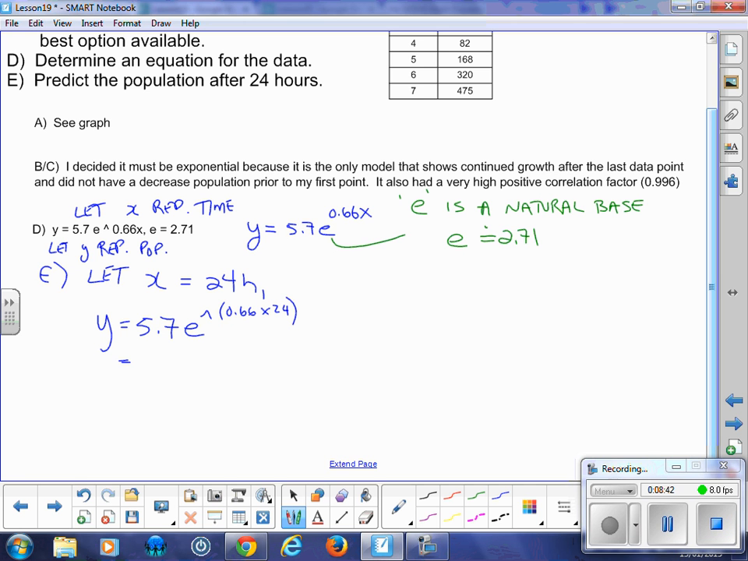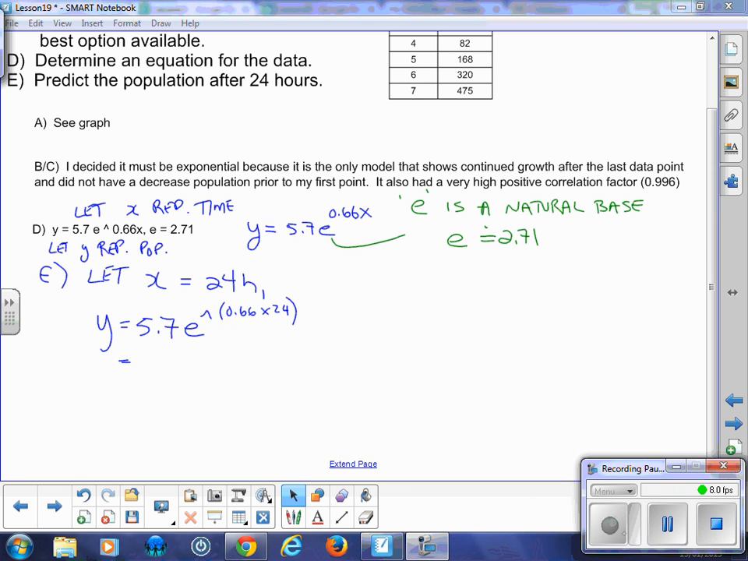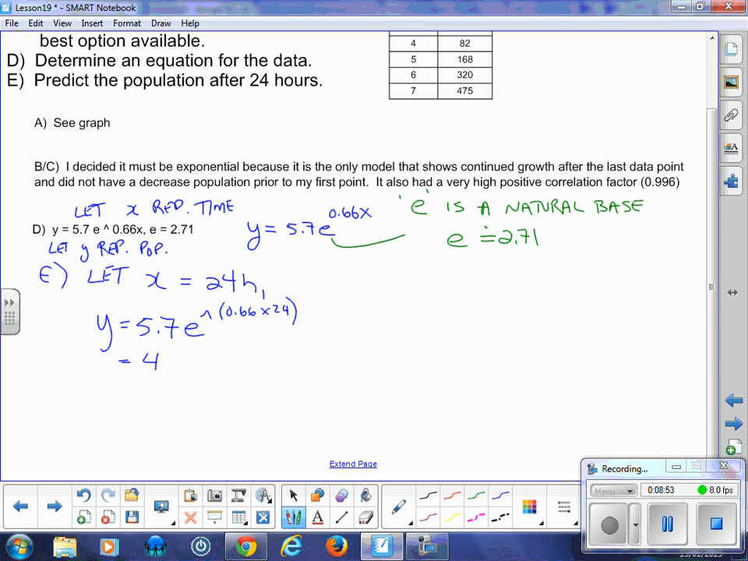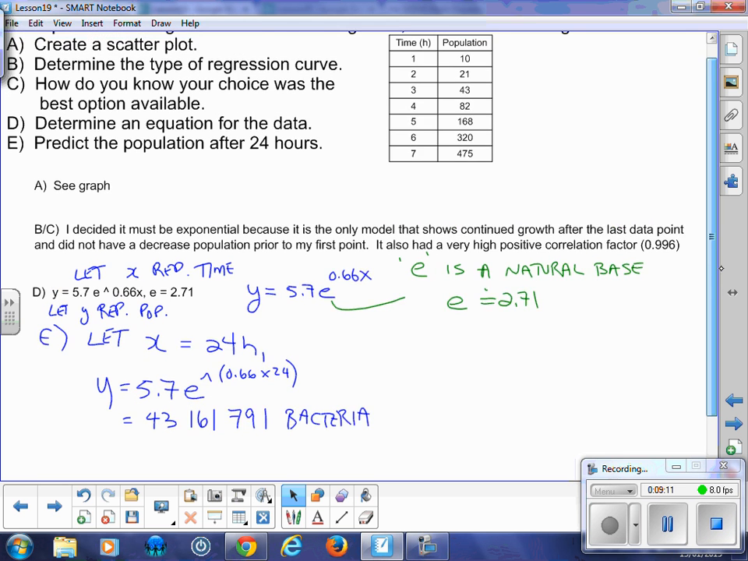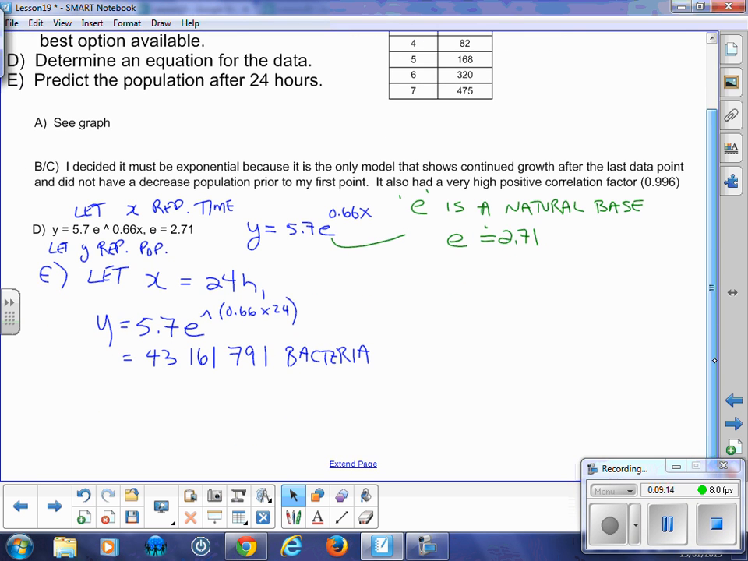So if you want to pull out your calculator, just to make sure that you know how to use the e button, you should get approximately the following: 43,161,791 bacteria. So moral of the story here, don't leave dirty dishes under your bed for a long time because bacteria grows exponentially. So, all right, there's that example taken care of, and let's move along to the next one.